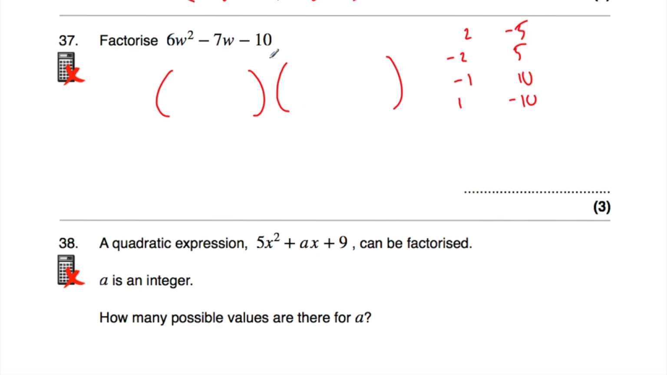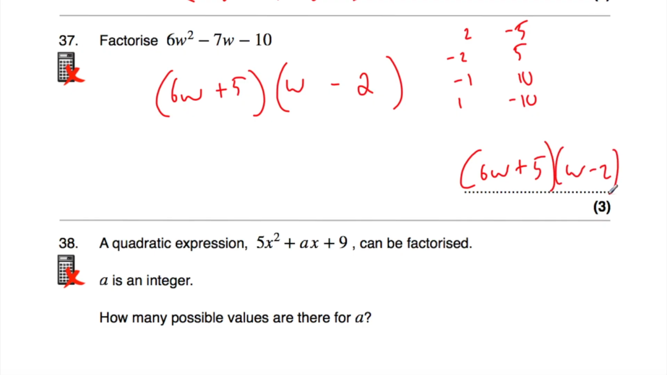Okay, so let's consider what's going to go at the front of the brackets to begin with. So let's try a 6w and a w. Now when we expand our brackets, we want to get minus 7w. So let's put a minus 2 there, because that would give us minus 12, and then a plus 5 there. Actually, we've got it there in the first attempt. Let's try that. 6w times w would be 6w squared. 6w times minus 2 would be minus 12w. Plus 5w would be minus 7w, and then 5 times minus 2 would be minus 10. So that's it. Our answer is 6w plus 5, and then in brackets w subtract 2, and that's it.